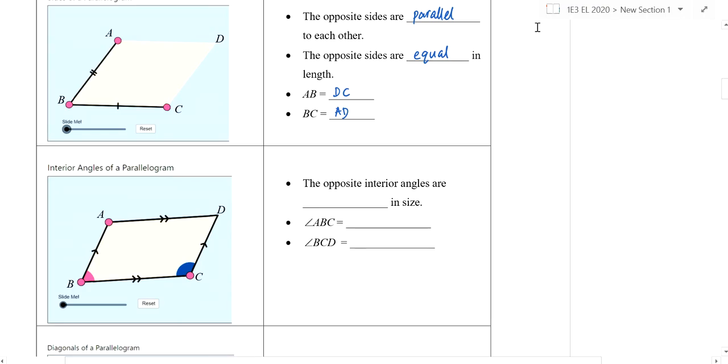So opposite interior angles are equal in size. Specifically, angle ABC is equal to angle ADC, and angle BCD, the blue angle, is equal in size to angle BAD.